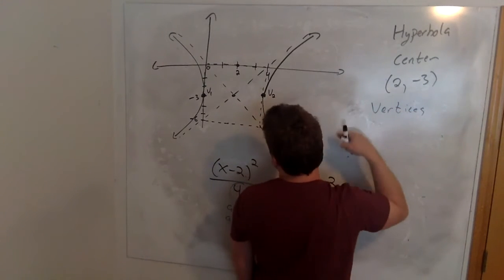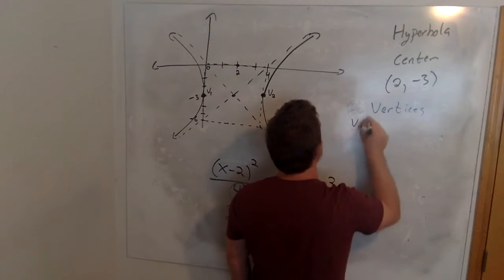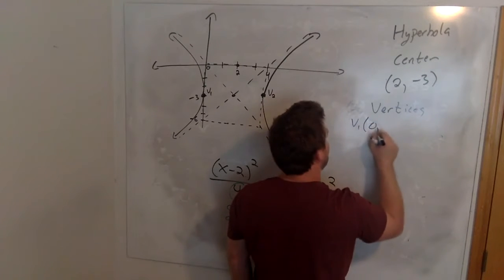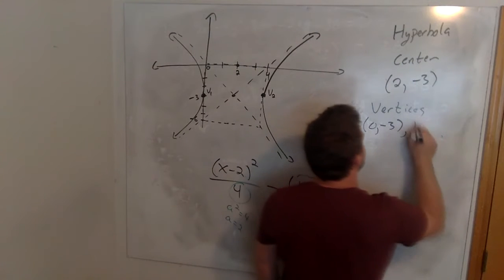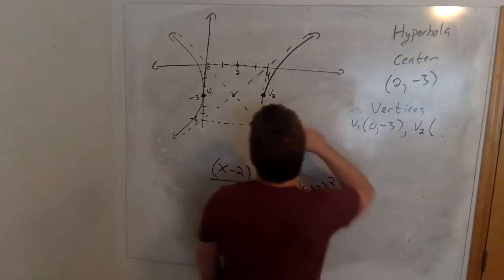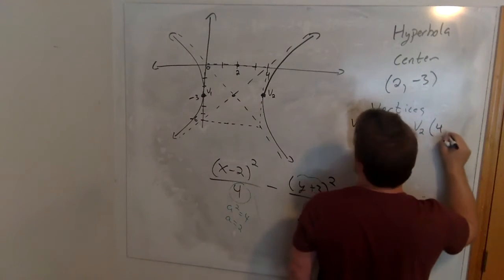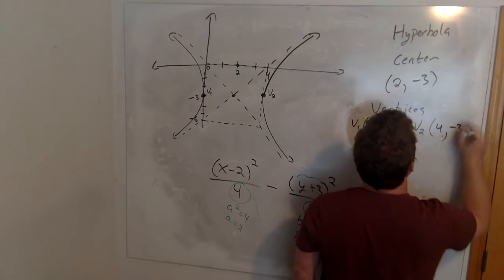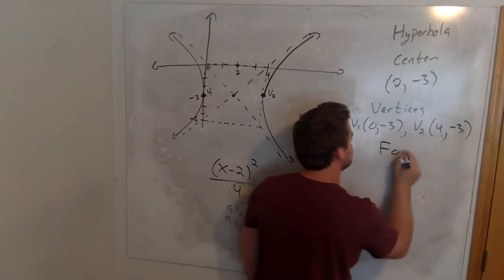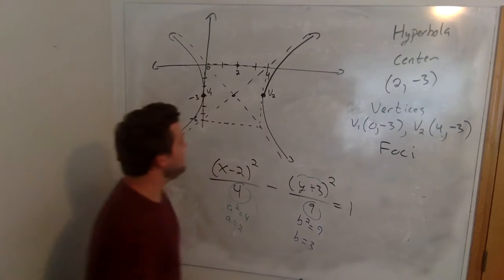So the coordinates of the vertices: V1 will be x coordinate of 0, y coordinate of negative 3, and the second vertex will be at x coordinate of 4 and a y coordinate of negative 3. Awesome. Okay, let's do our foci.